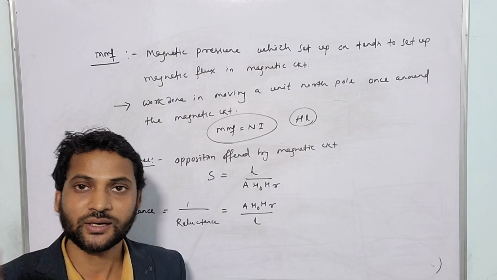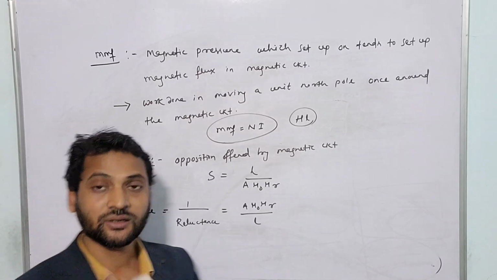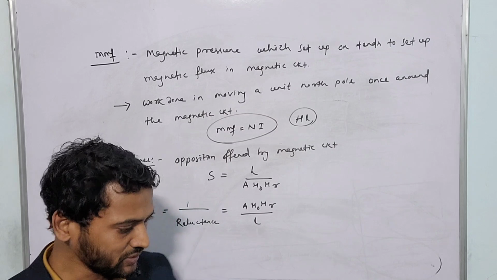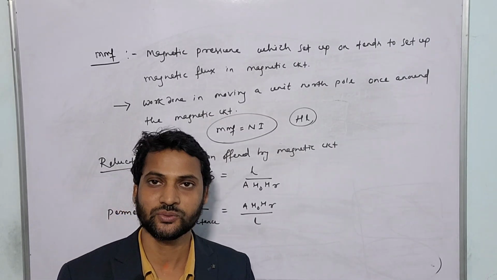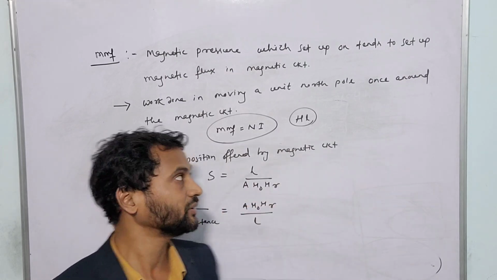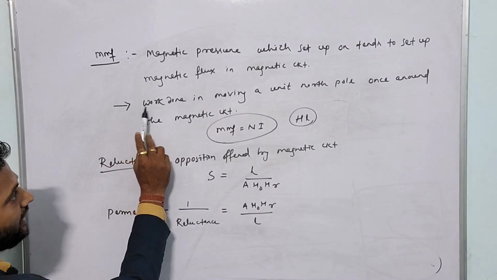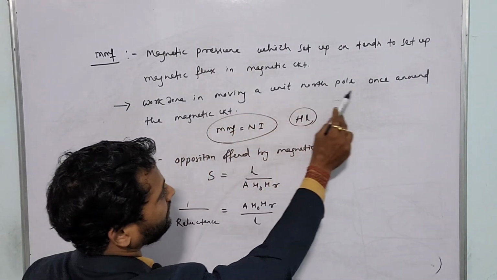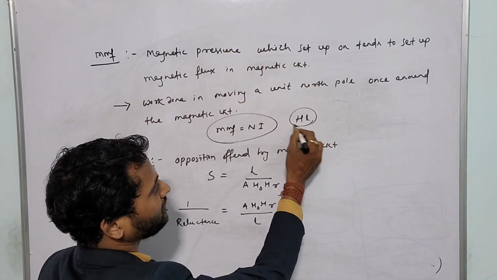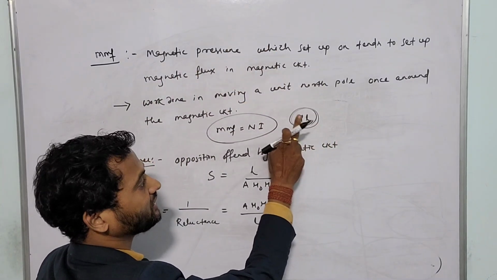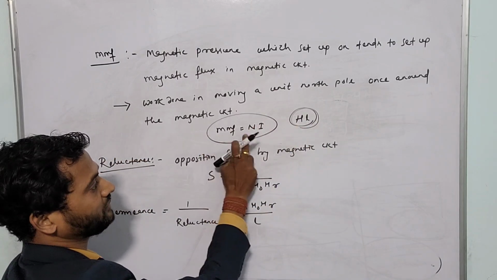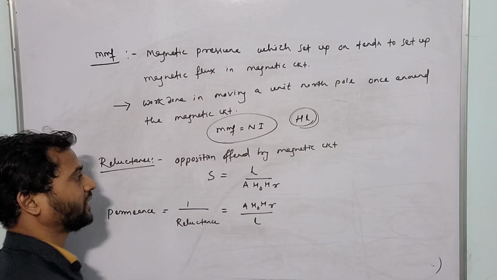It is a product of N and I, which will help to set up this magnetic flux inside the core, right? In other words, we can say it is a kind of energy which will help to drive a unit north pole from one point to other point, or you can write it is a work done in moving a unit north pole once around the magnetic circuit. To complete the magnetic circuit, the amount of work done is nothing but H into L, magnetizing force into L. That is also you can say mmf, magnetomotive force, which is Ni.